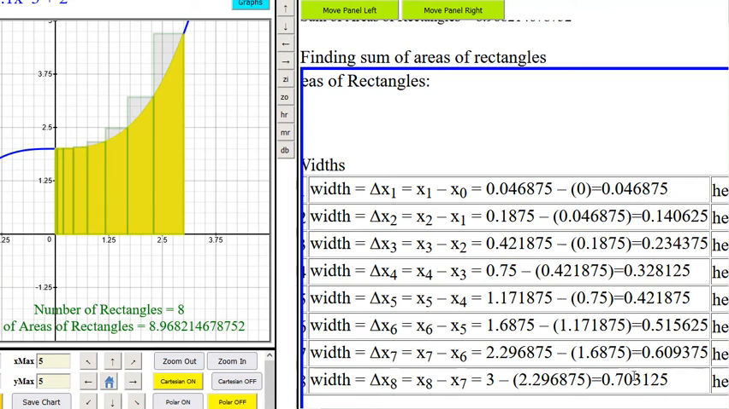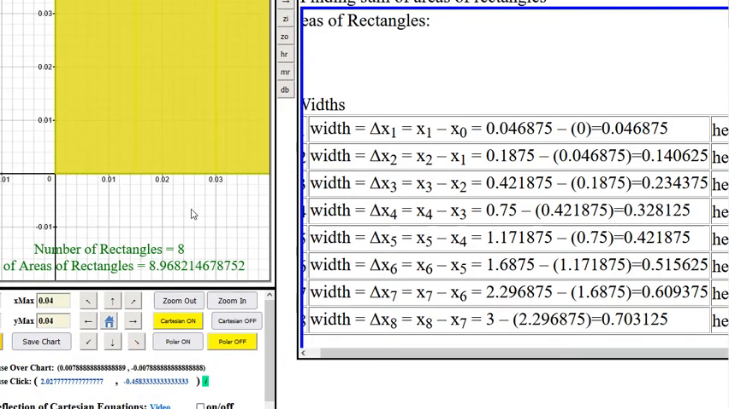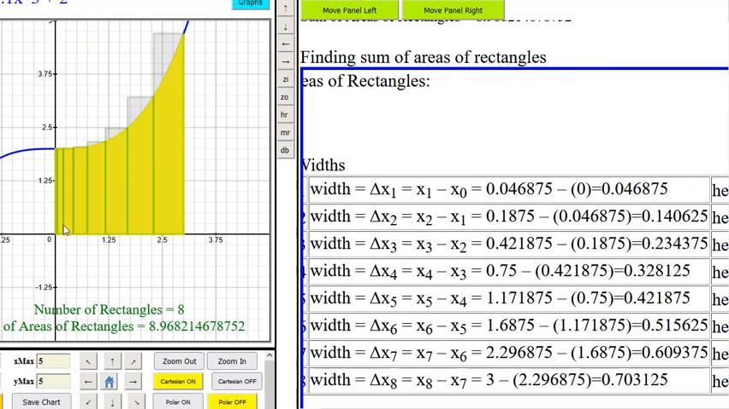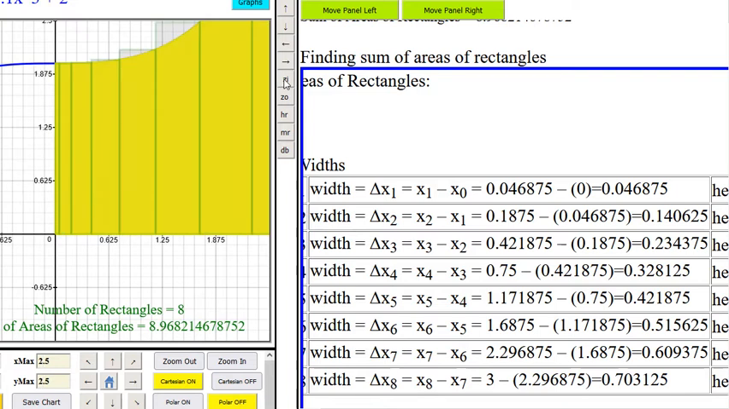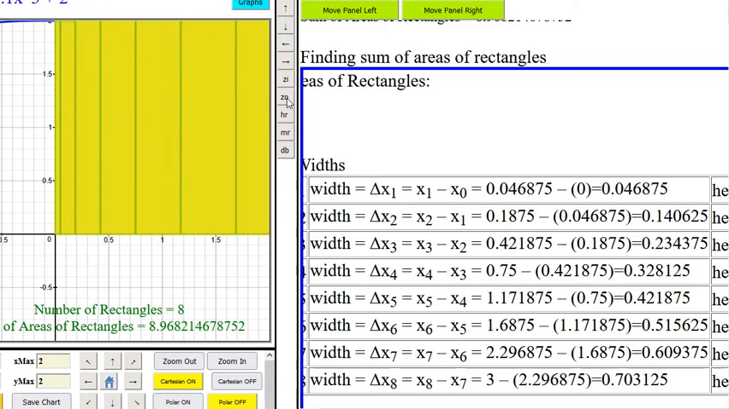And these are the widths of the rectangles. And so width number 1 is x of 1 minus x of 0. Let's zoom in a little bit. So this is x of 0 and this is x of 1, and the width here is 0.046875. And then the width of the second rectangle is 0.140625. And then the width of the third rectangle is 0.234375, and so on. So these are the widths of the 8 rectangles.